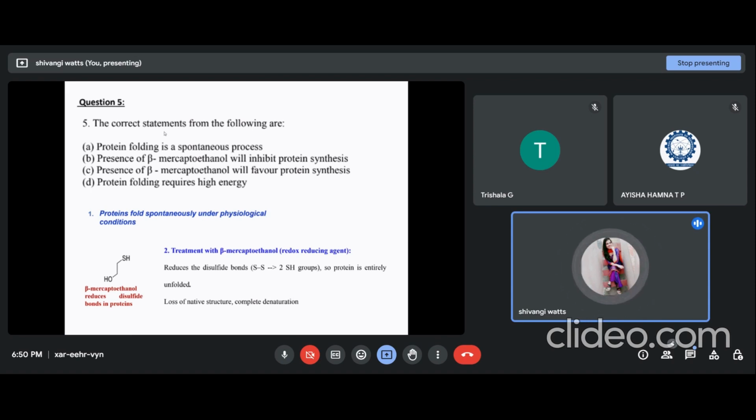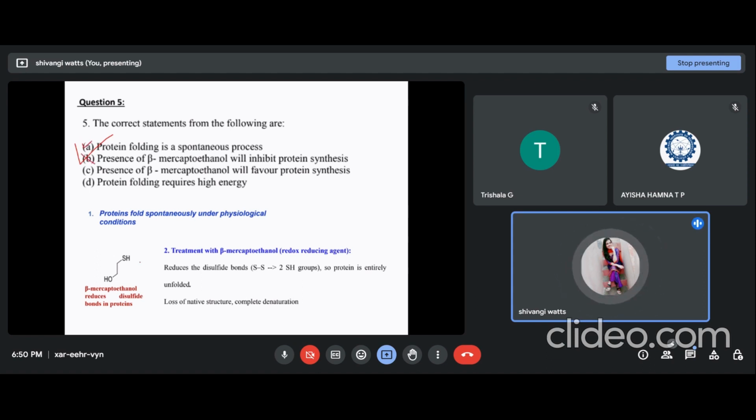It is a spontaneous process only because it has to undergo folding to form quaternary structures, right? So option A is the right option. Sorry, B is wrong. Option A is the right option.